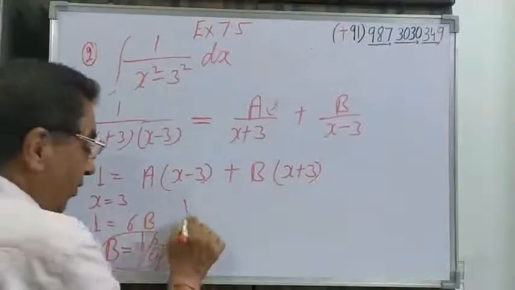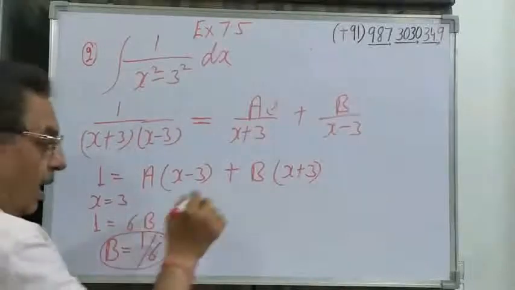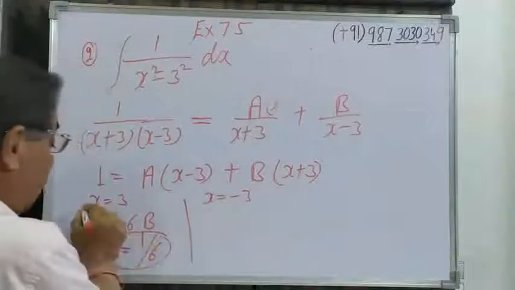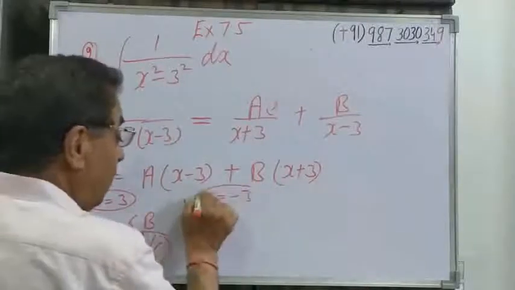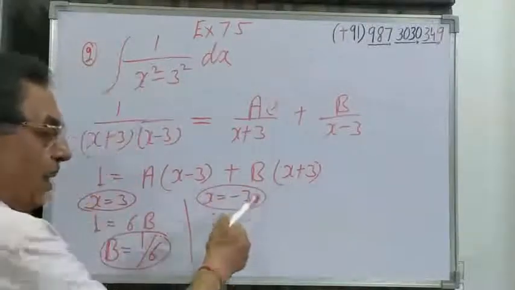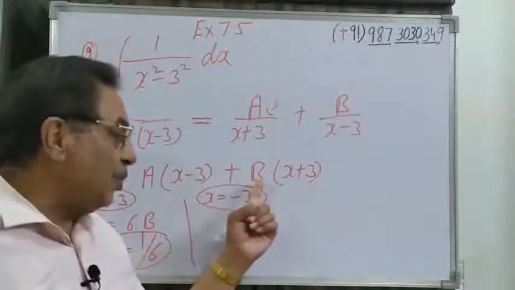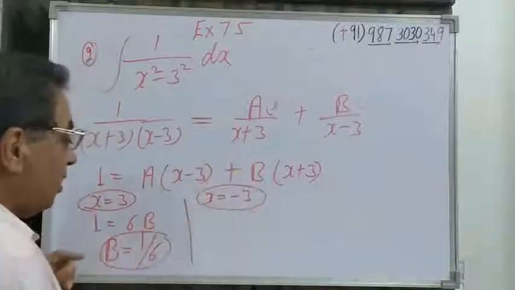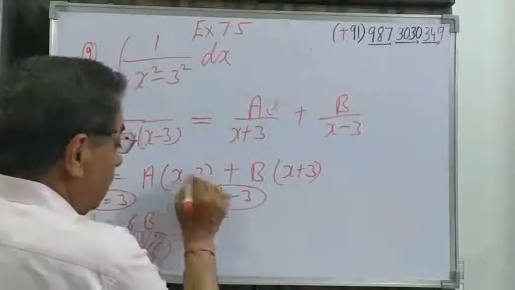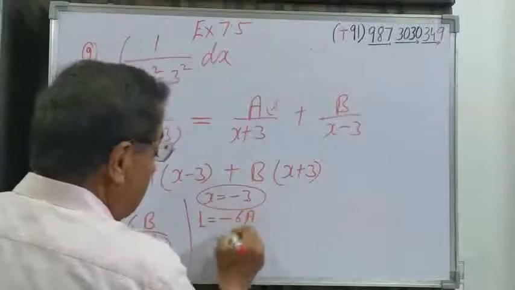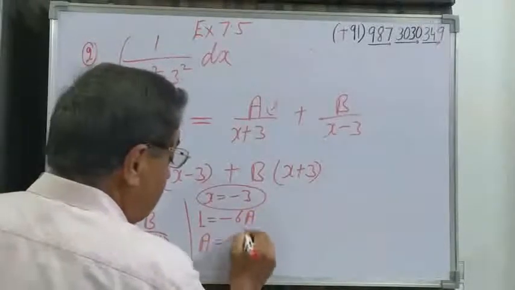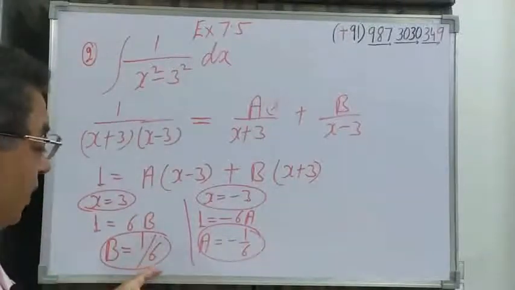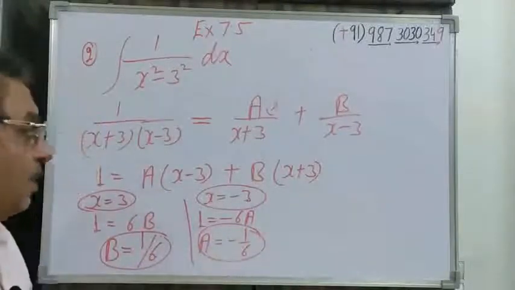Now for getting the value of a, I will put x is equal to minus 3, just to make the b term 0. Minus 3 plus 3 is 0. So what will be here? 1 is equal to minus 6a, or a would be equal to minus 1 by 6. So we have got both the values: b is 1 by 6, a is minus 1 by 6.